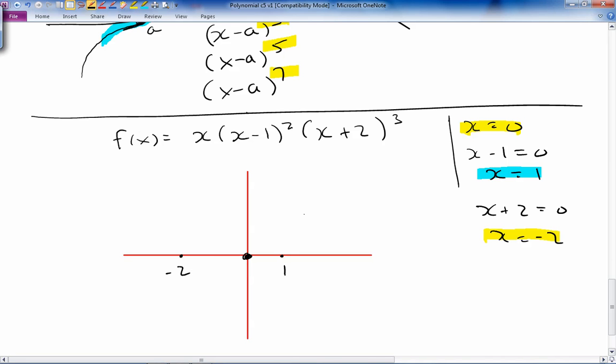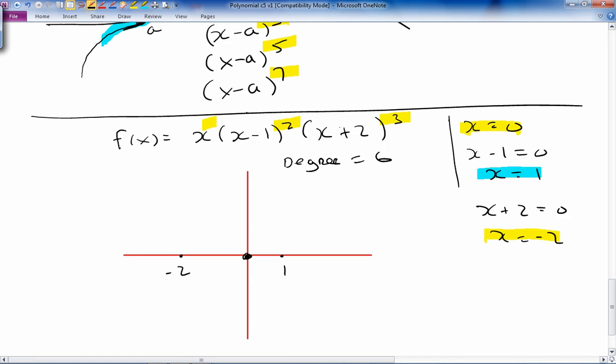So now how is it going to look? Well, the degree of this thing is 3 plus 2 plus 1. So we get a degree 6. And we can see that there's no negative sign out front. So if I multiplied all the x's together, it would be positive.